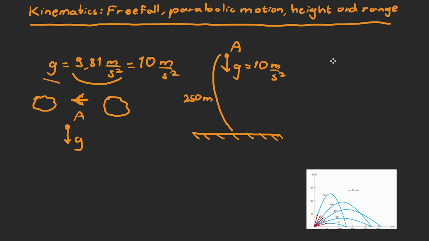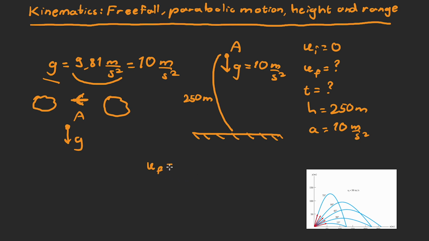Well, what we know is that we don't have an initial velocity, and we don't know our final velocity. We don't know how much time it will take. We know the height, the distance, the displacement of the body, which is 250 meters. And we know the acceleration, which is 10 meters per second squared. Let's try to work this through together. How can we figure this out?